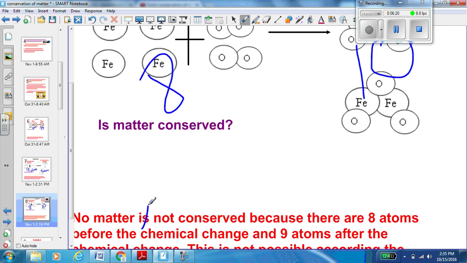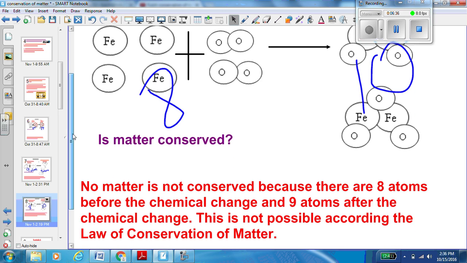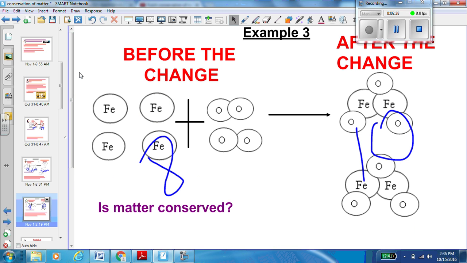Matter is not conserved because there are 8 atoms before the chemical change and 9 atoms after the chemical change. This is not possible according to the law of conservation of matter. So that is your third example, okay, of the law of conservation of matter.